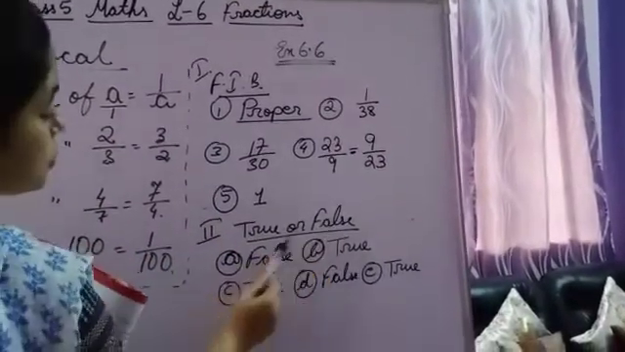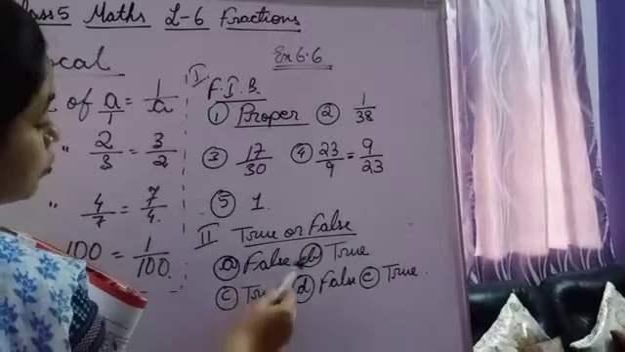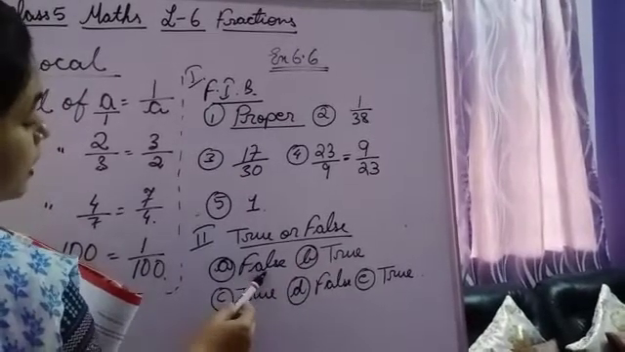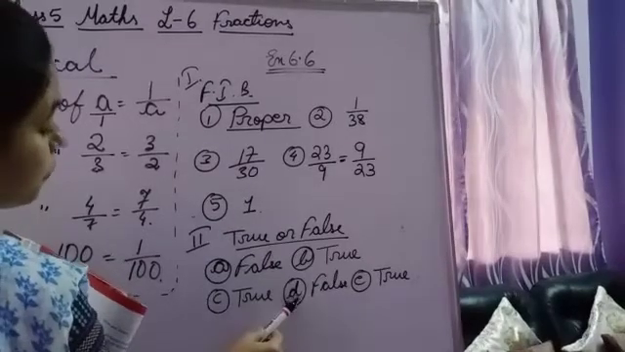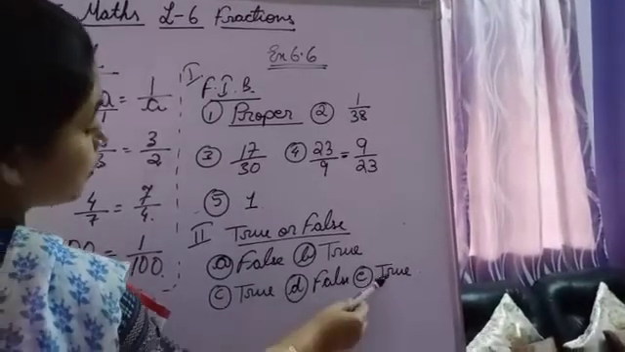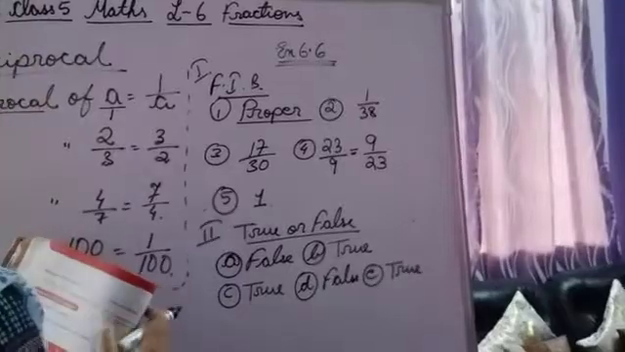True and false, children, we will discuss in the class. Now let us go through the answers once. Number A is false, number B is true, number C is true, number D is false, number E is true. Now let us come to exercise 6.7.